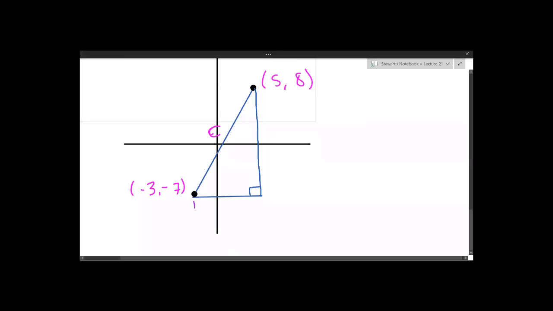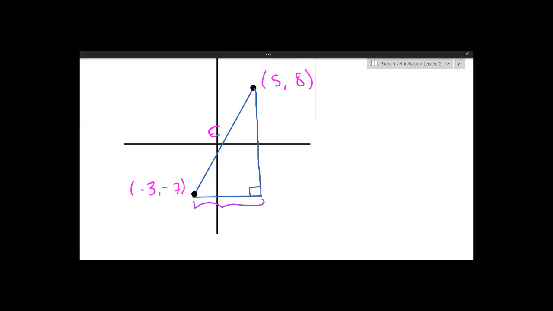If we wanted to find this leg, what we'd notice is this is parallel to the x-axis, so we'd find this horizontal distance by subtracting 5 and -3. Because we're thinking in terms of finding the difference in distance, we'd have 5 minus -3, which is 8.